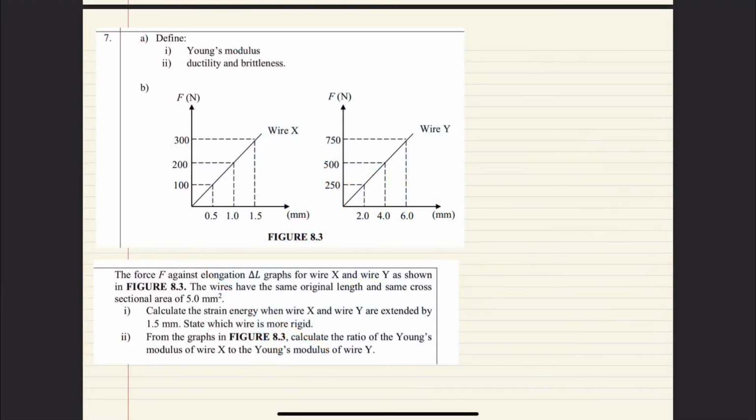Okay, for the next question, question number 7, definition, again, you can do it yourself. Question number 8B. They give you two graphs. Both of these are F against, I think this one is expansion. F against L.